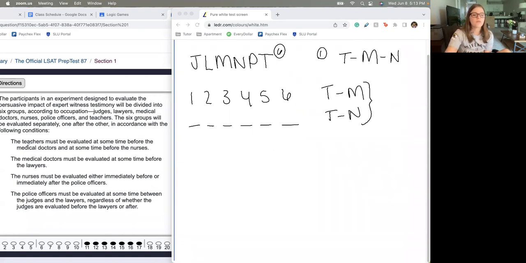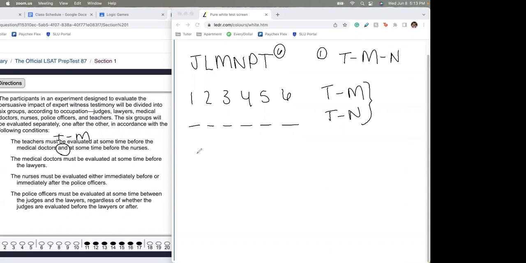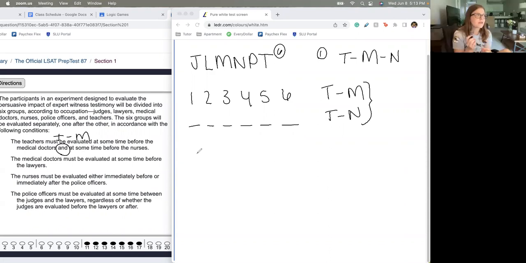But if we look at our rule, it just says T must be evaluated sometime before M. So yes, T is before M, and sometime before nurses. So technically, medical doctors and nurses have no connection between them. The only thing that we care about is T is before both of them.